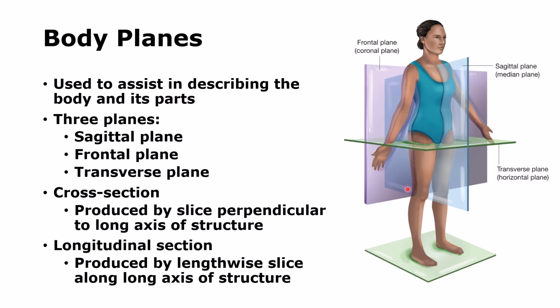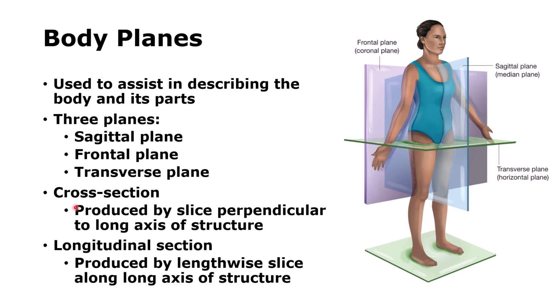These are the body planes. There are three of them. One is called sagittal or median, and this splits the body into right and left. The frontal or coronal splits the body into anterior and posterior. And the transverse or horizontal splits the body into superior and inferior.